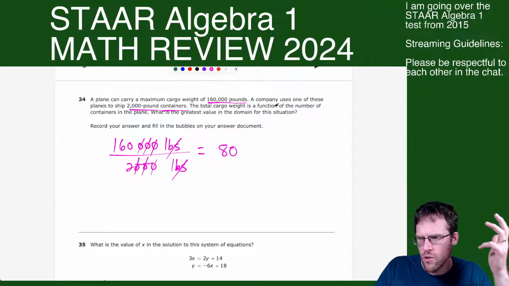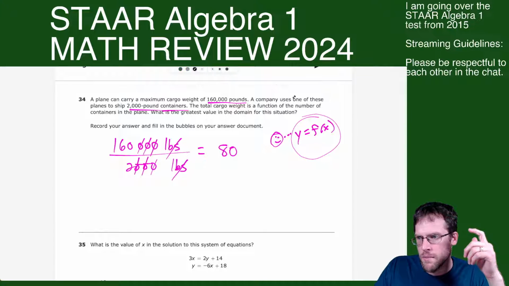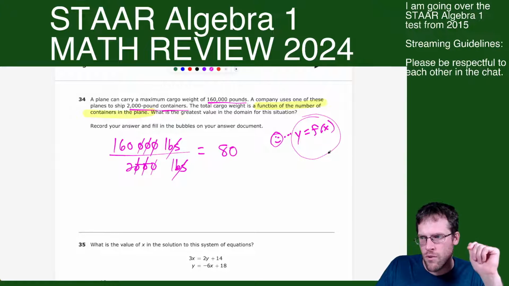So the total cargo weight is a function of the number of containers. So when they say function, I'm thinking y equals f of x. And if it's a function of the number of containers, that is the independent variable here. So when they use this language, a function of the number of containers, just think y equals f of x. So f of the independent thing is after the number of containers. So this is the number of containers.